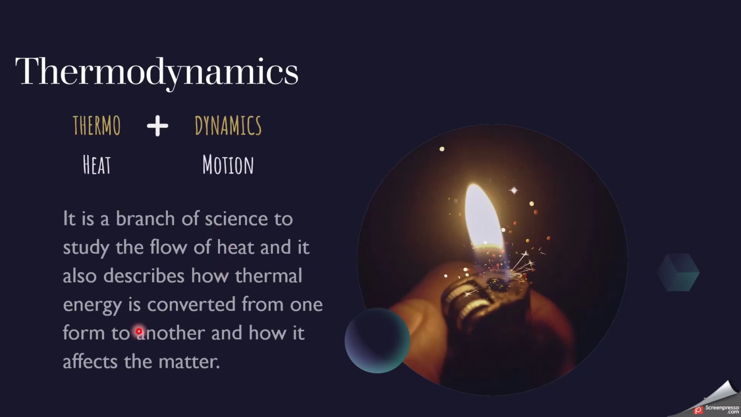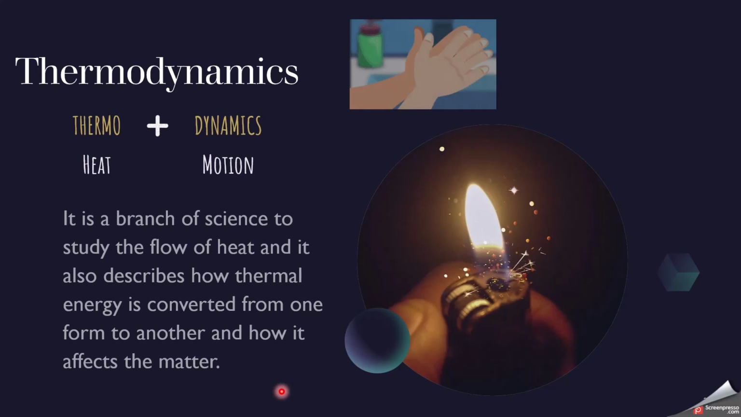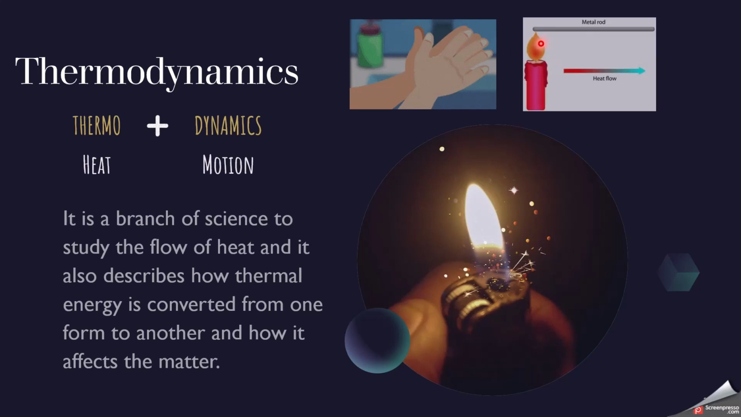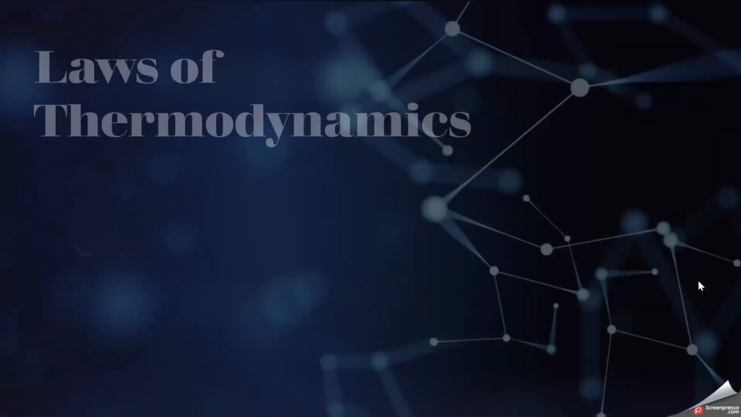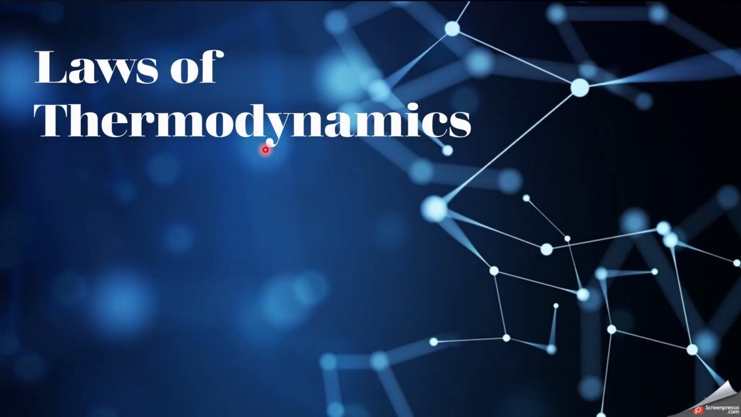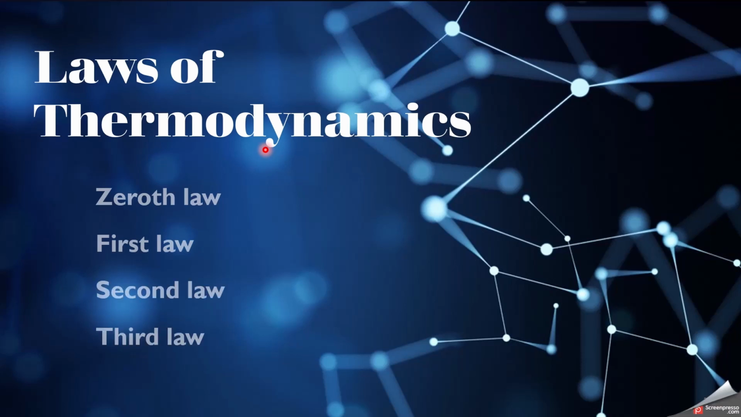In the introduction section, we saw two examples, right? First one, if we rub our palms, it produces heat. That's because some amount of work is converted into heat. And the second example, the metal rod, when heated, transfers energy from one end to the other end, right? Both examples explain clearly about thermodynamics. Next, laws of thermodynamics. It has 4 laws. They are zeroth law, first law, second law and third law. Let us see one by one.